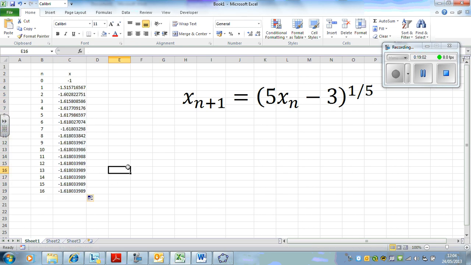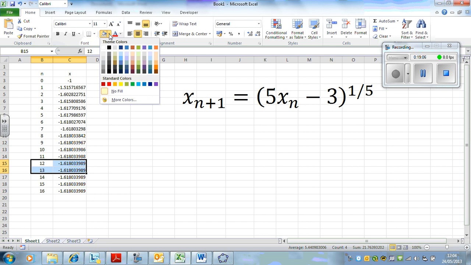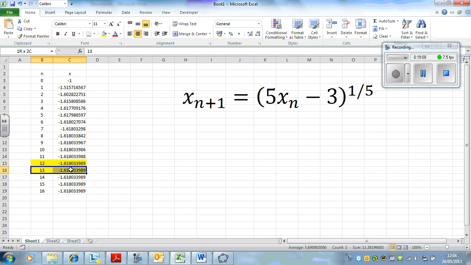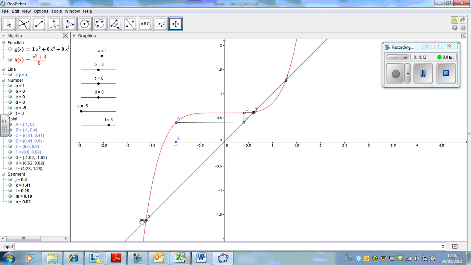Drag this down. Yay! We can see that, there we go. It repeats itself again after 13 iterations to the correct root. This is the root we wanted to find. We didn't want to find that one, but we managed to find it.